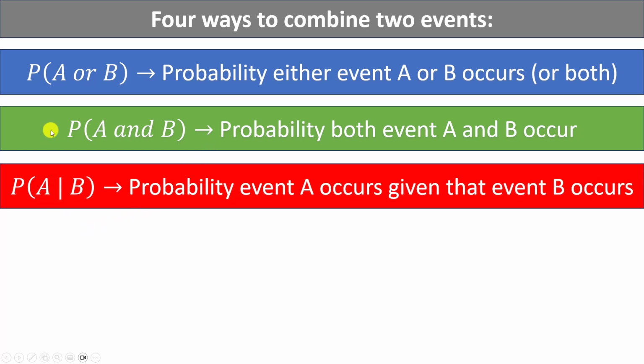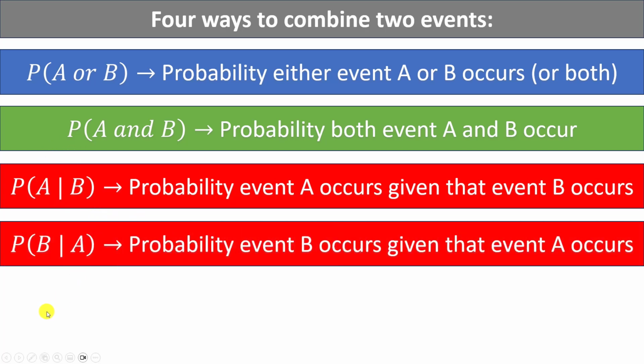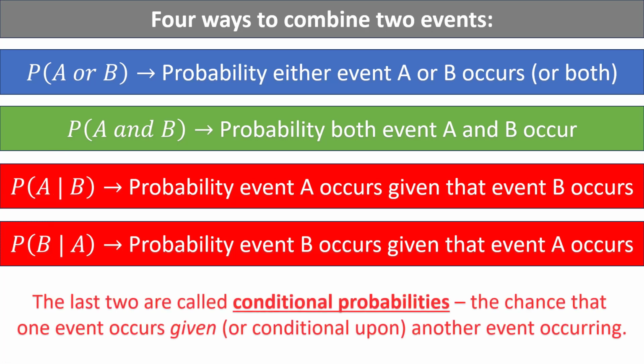That would be something like the probability that event A occurs given that B occurs, or the other way around, the probability that event B occurs given that A occurs. We read the vertical line here as given or conditional upon. These last 2 probabilities are what we call conditional probabilities, the chance that one event occurs given or conditional upon another event occurring. It's important to remember for conditional probabilities that the event you're trying to find the probability for is listed first, and the event that you are conditioned upon is listed second.